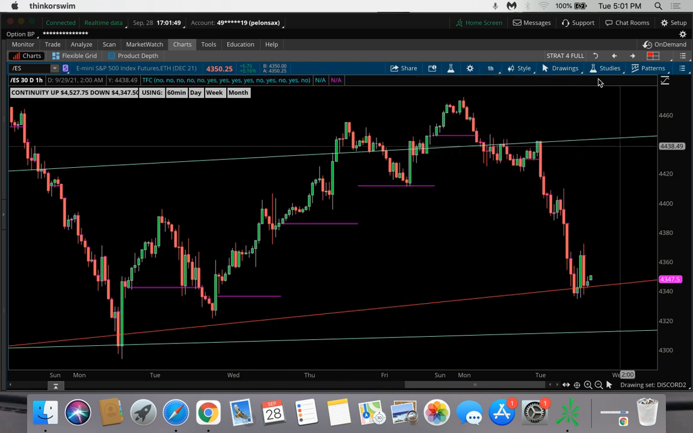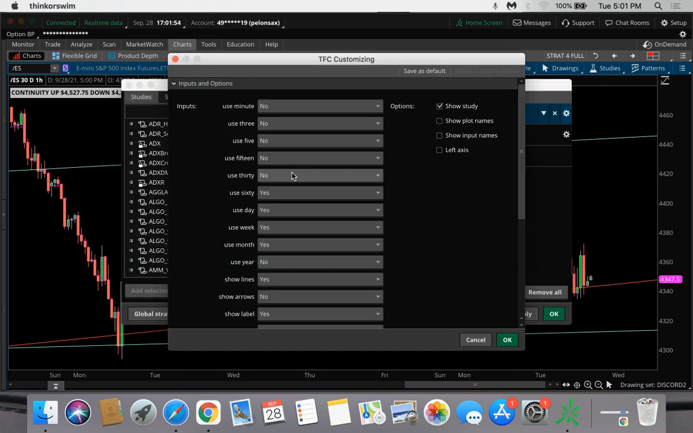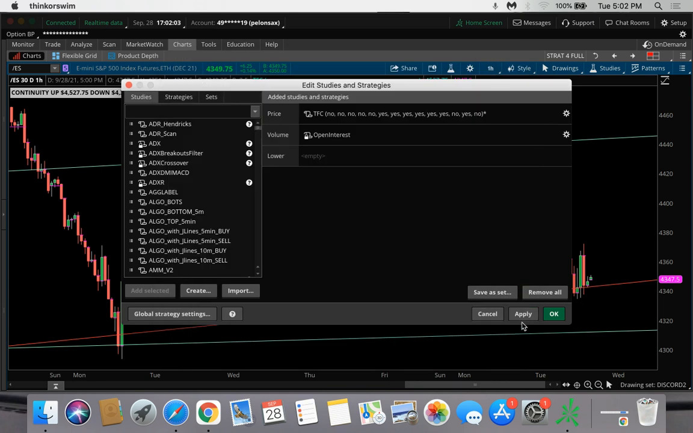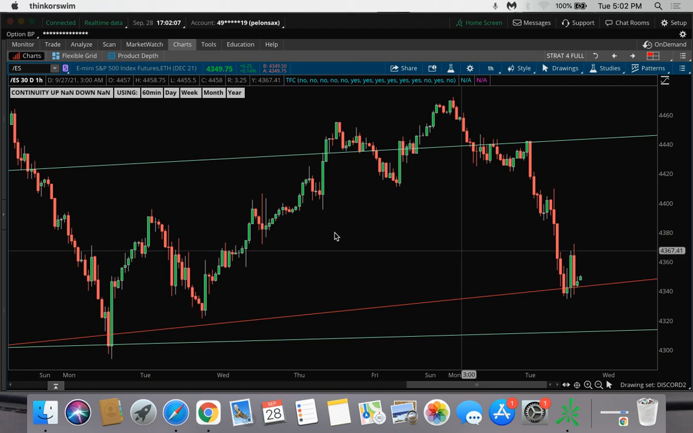And so if we take the same exact study and go under edit studies and into the settings, and we ask it to calculate time frame continuity using the yearly, for example, you'll see it doesn't work anymore because there's not a year's worth of data on the chart. So it just simply returns nothing. NaN means not a number. It's kind of an error code that Thinkorswim does when it's just saying I got nothing. It's Thinkorswim's way of throwing its hands in the air.